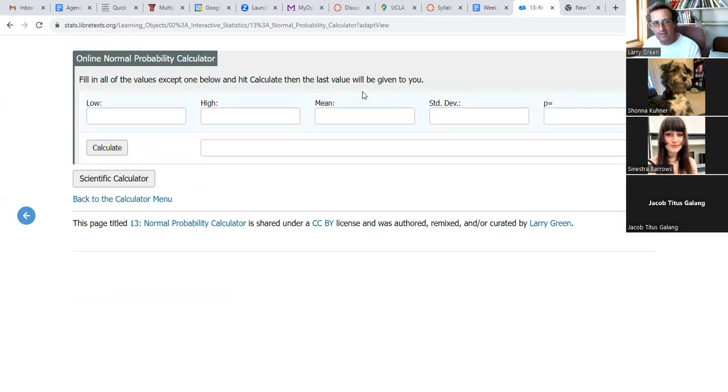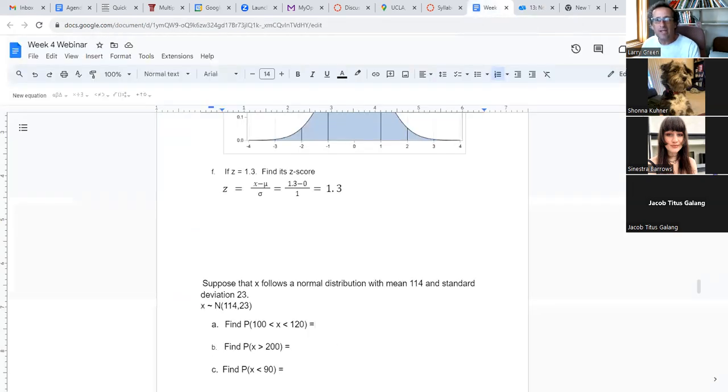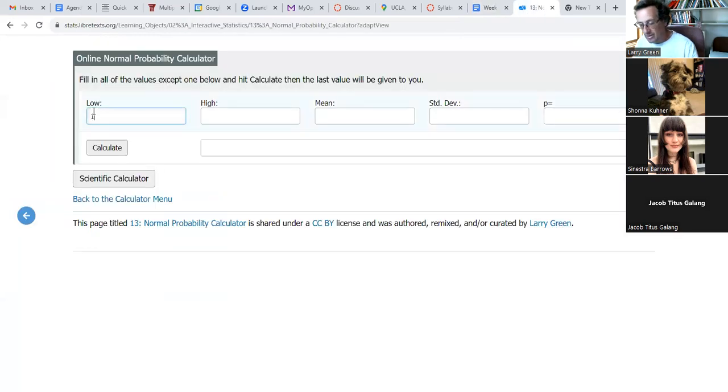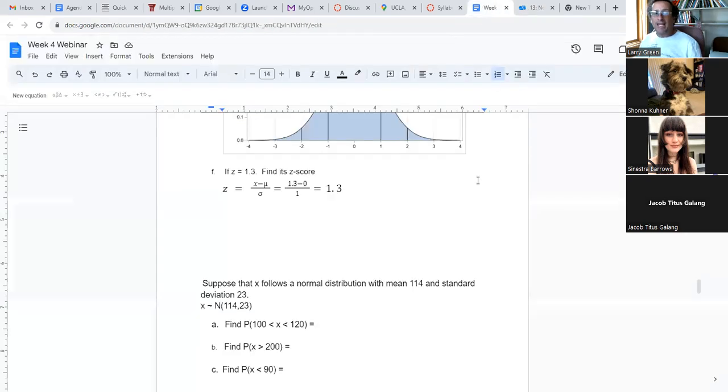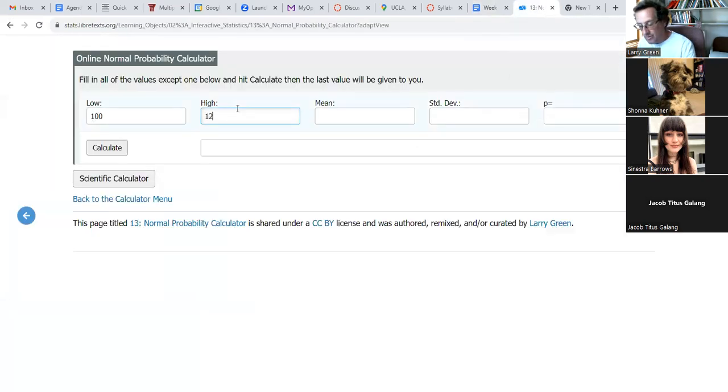Then the last value will be given to you. So we need the low, the high, the mean, standard deviation, and p. One of those we leave empty, the others we have to put numbers in. So do we know the low? Yeah, the low is 100 because x is greater than 100. So I type in 100. Do we know the high? Yeah, the high is 120. So I type in 120.